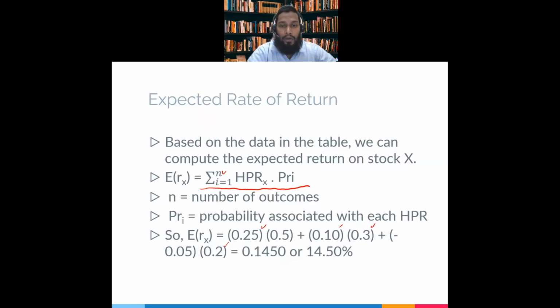So if we add all of these, we get 0.145, which is 14.50%. So this is the expected rate of return. So we calculate it based on the probabilities and also the expected rate of return in those scenarios.